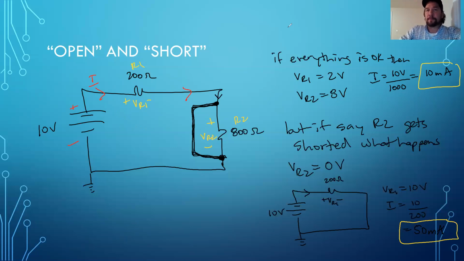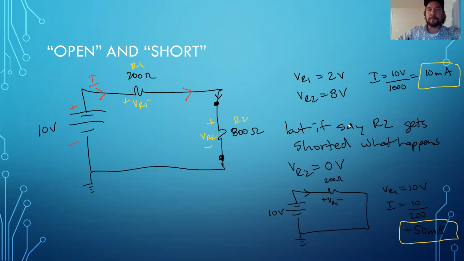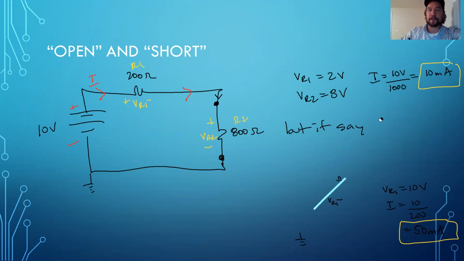Let's look at an example. I don't want to erase everything because I want to be a little lazy. I can leave these values because we can use them. Let's say R2 is going to become an open circuit. Okay, and we'll see what happens.